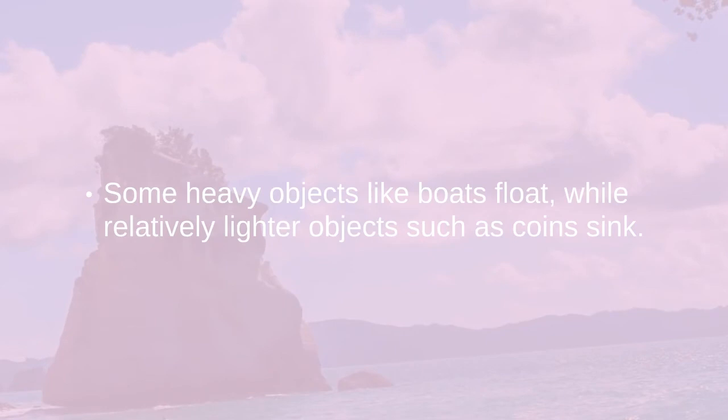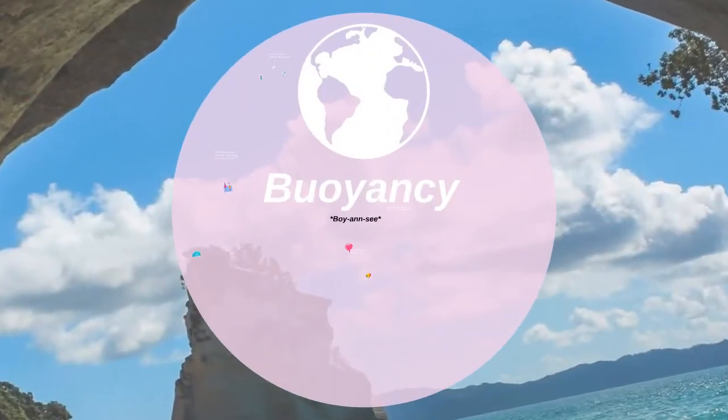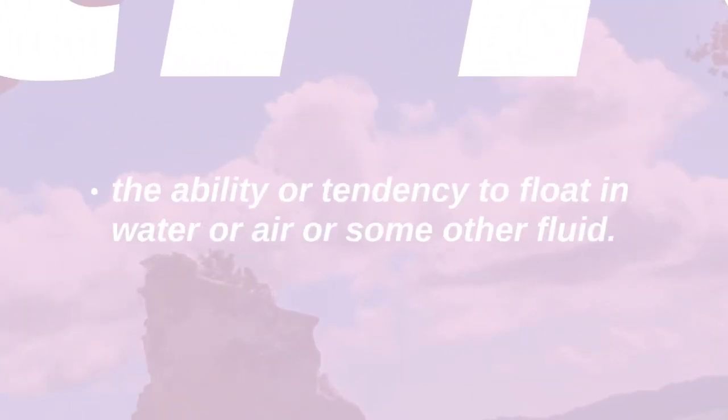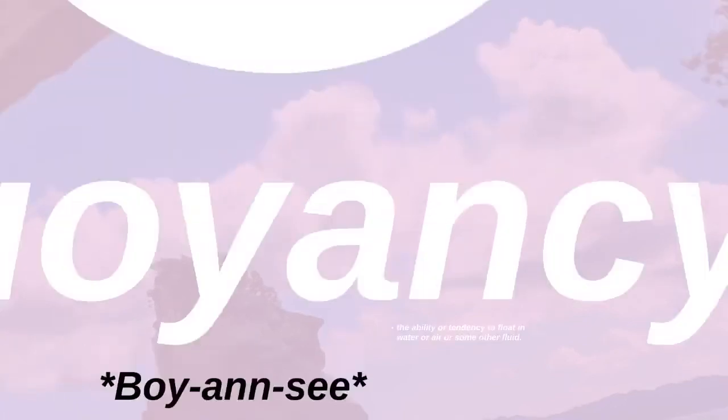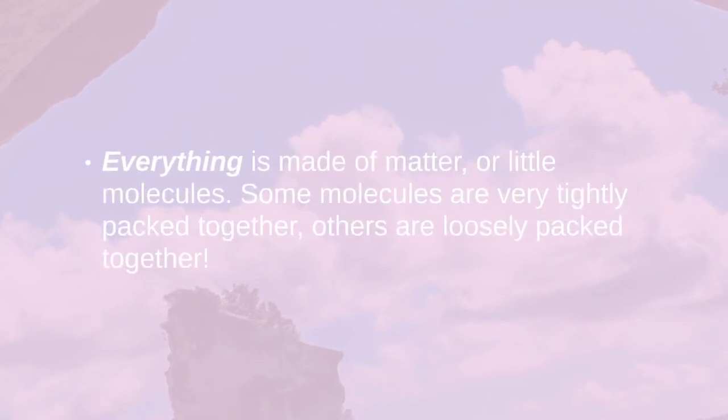Some heavy objects like boats float, while relatively lighter objects like coins sink. Buoyancy: the ability or tendency to float in water or air or some other fluid. How are fluids different than solids? So another word for fluids is liquids. So we're going to compare liquids and solids.